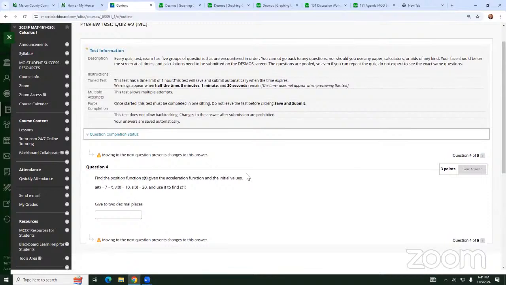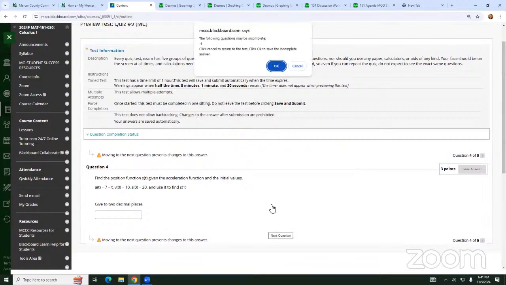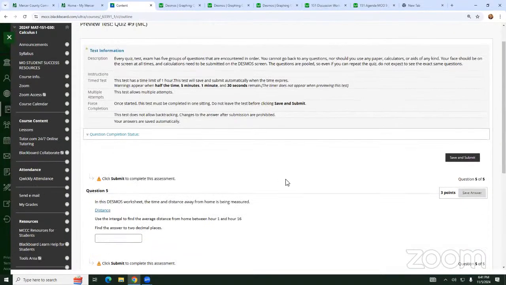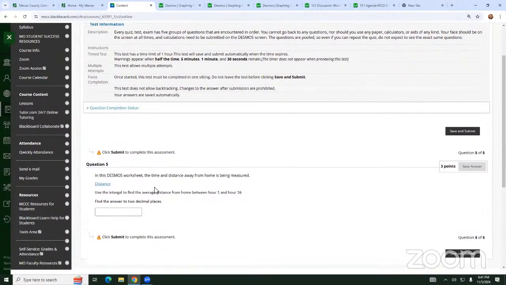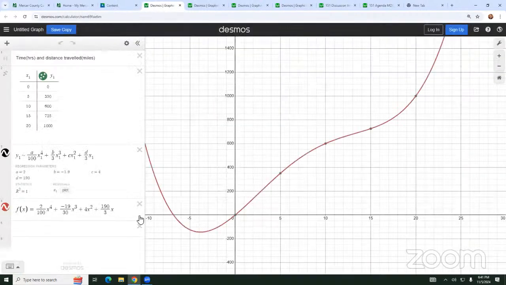Find the position and the, oh, that's the one we just did. I don't know what it is, but I'm not going to do it. So I'm going to get it wrong, because that one I actually have to do. Okay. Here's the distance away from home. Find the average distance from home between hour 1 and hour 16. So click on this. Oh, look at that. They don't.